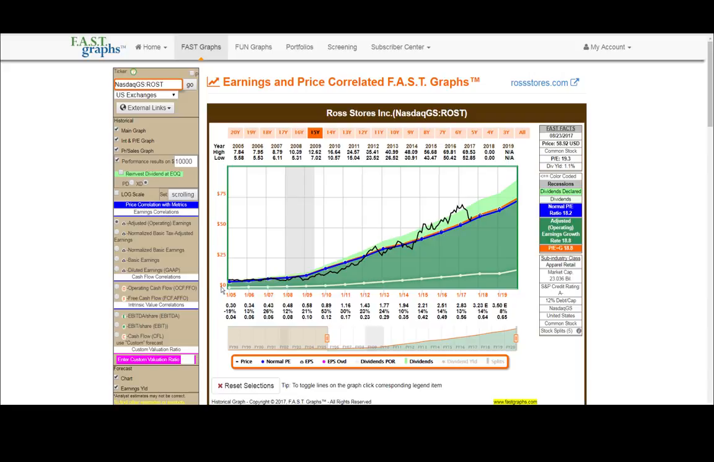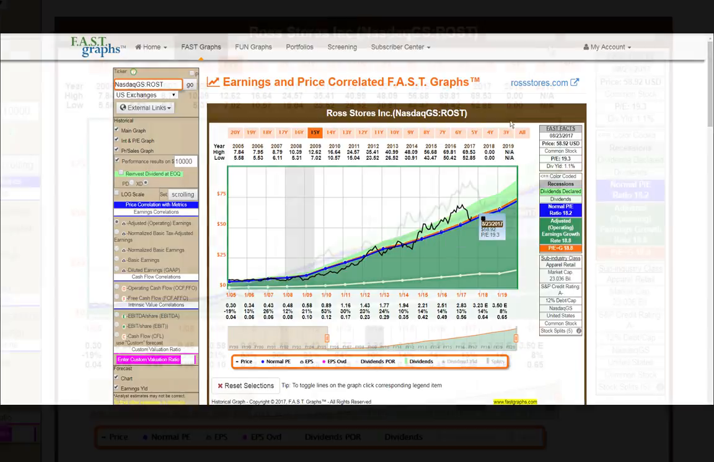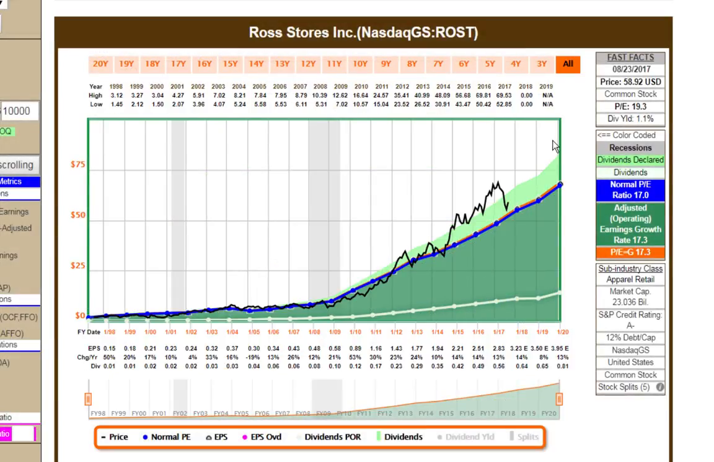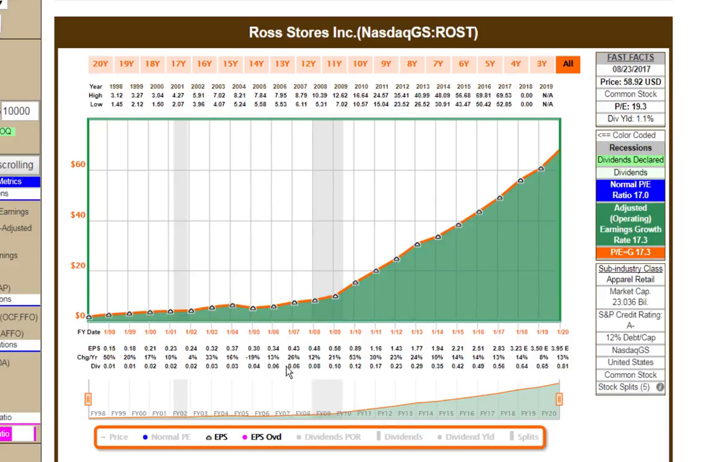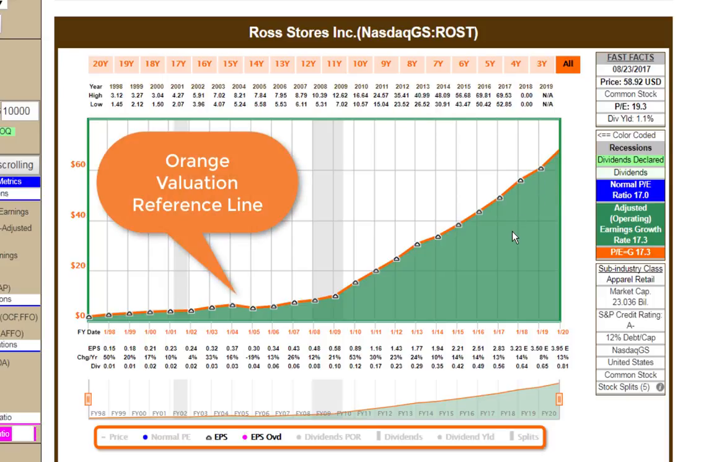One of the easiest ways to do that is to take the FastGraphs apart. So I'm going to start out by looking at fast-growing Ross Stores, and I'm going to take the graph apart here at the bottom so that I can rebuild it and illustrate several of the important features. The first thing is that FastGraphs plots earnings and/or cash flows per share with what we call the orange valuation reference line. We use three different formulas. There's actually two primary and then a third formula that's an extrapolation between the two that will apply a valuation reference to the orange line.